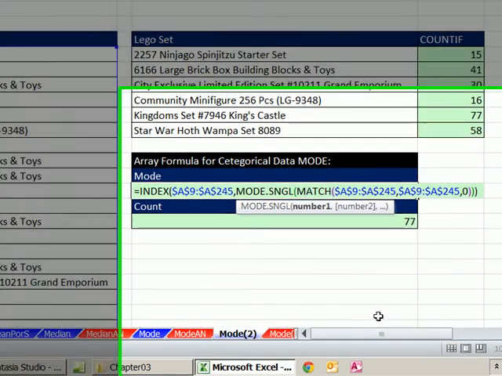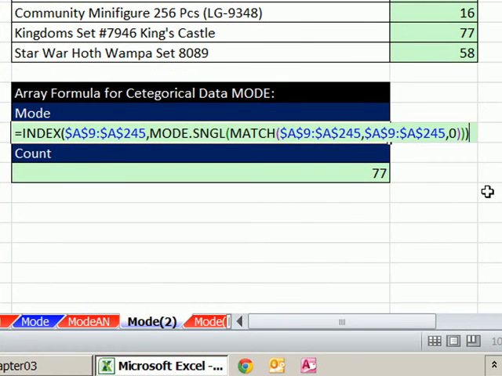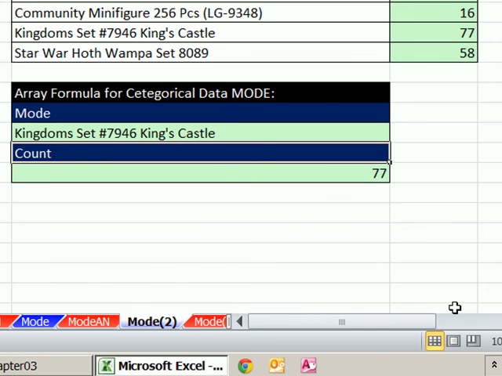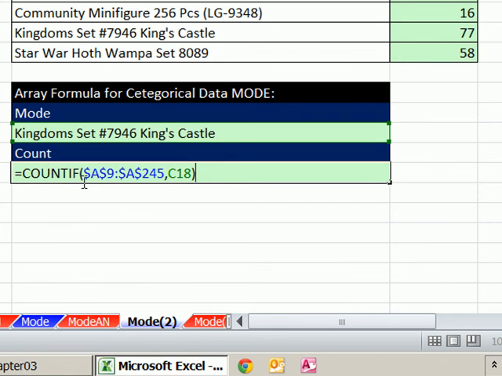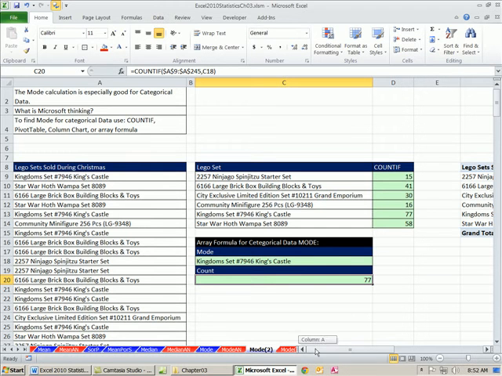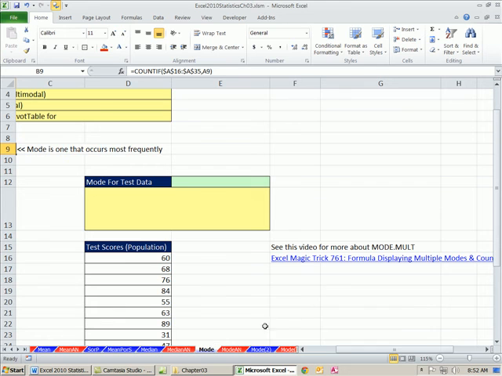Now, here's a formula right here. Again, way beyond the scope of this class. This is an array formula. But just in case you wanted to know, INDEX, the range, MODE.SNGL, and then MATCH, just like that. That will actually retrieve the name of the item that occurs most frequently. This will not be able to deal with situations where there's more than one mode. You can then count using COUNTIF that particular item. All right, now let's go back over to our sheet.